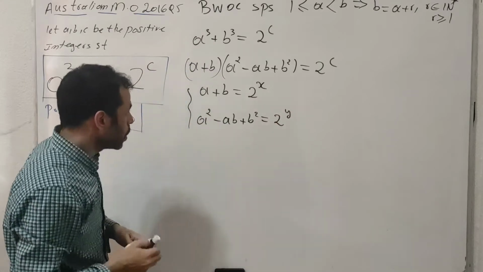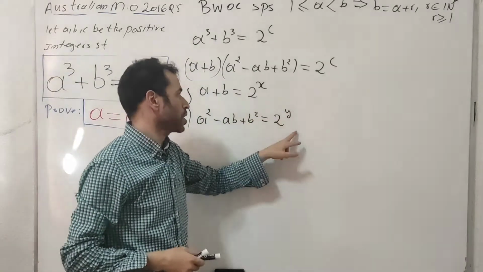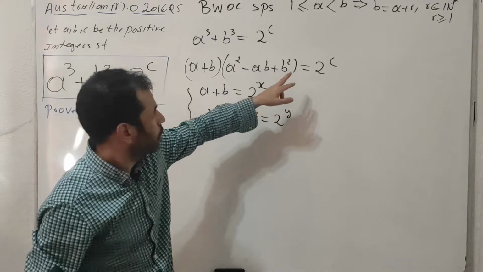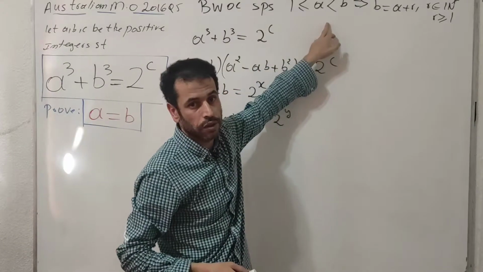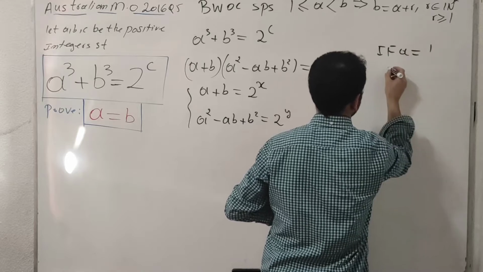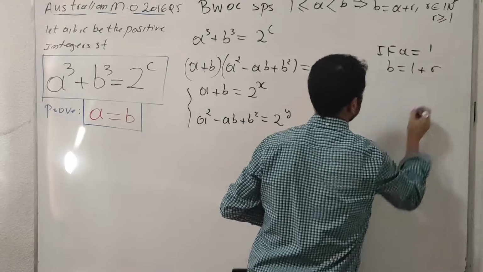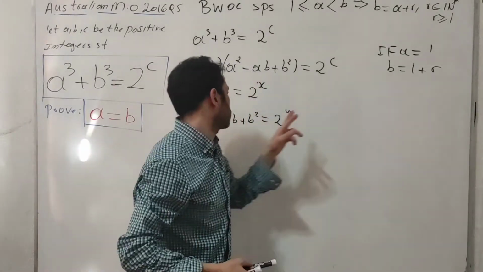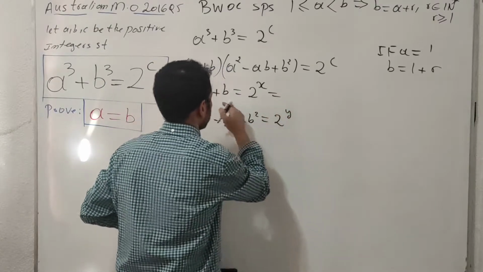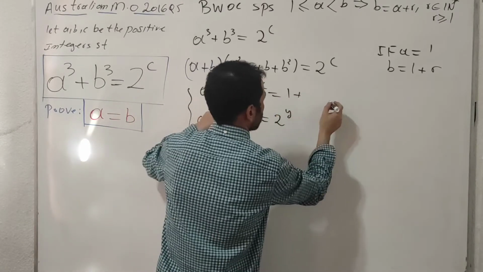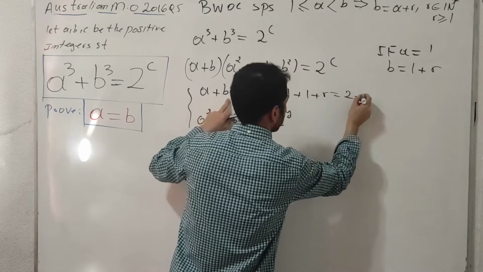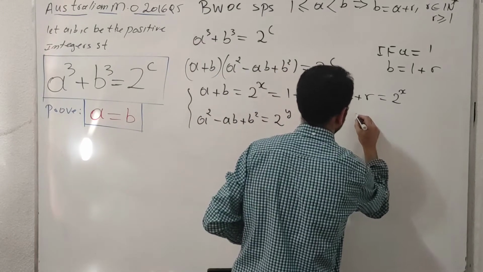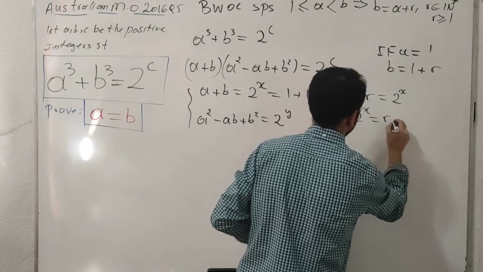Now I'm going to make a comparison between x and y. In order to make the comparison, I'm going to show that a equal to 1 doesn't work here. If a equals 1, that means b equals 1 plus r. Replacing this into the equation, a equals 1 and b equals 1 plus r gives 2 plus r equals 2 to the x. So 2 to the x equals r plus 2.